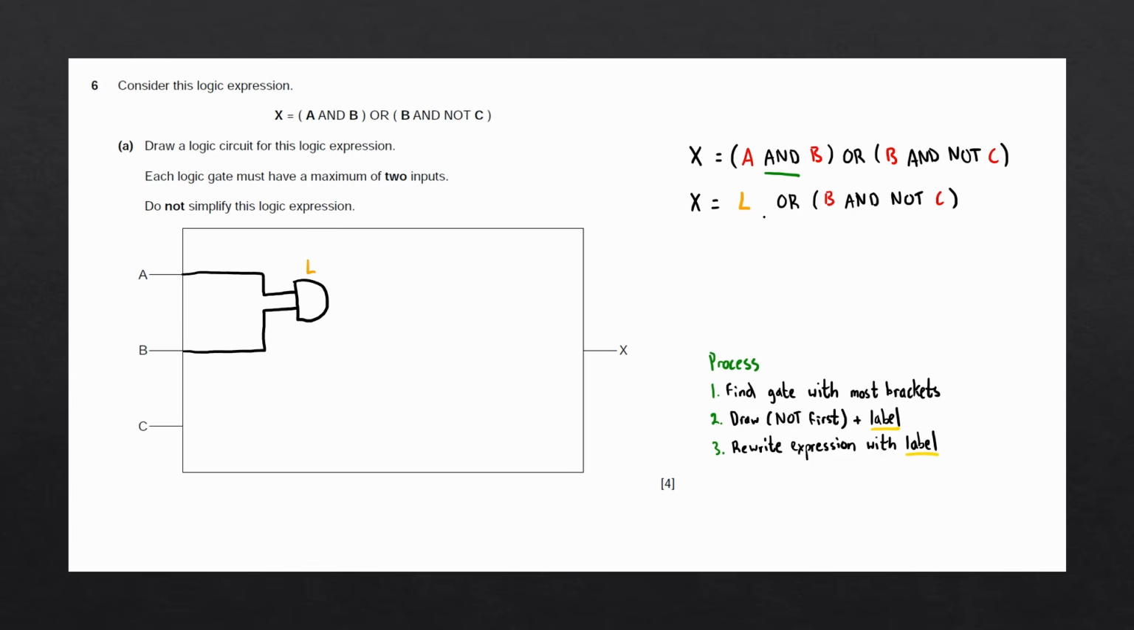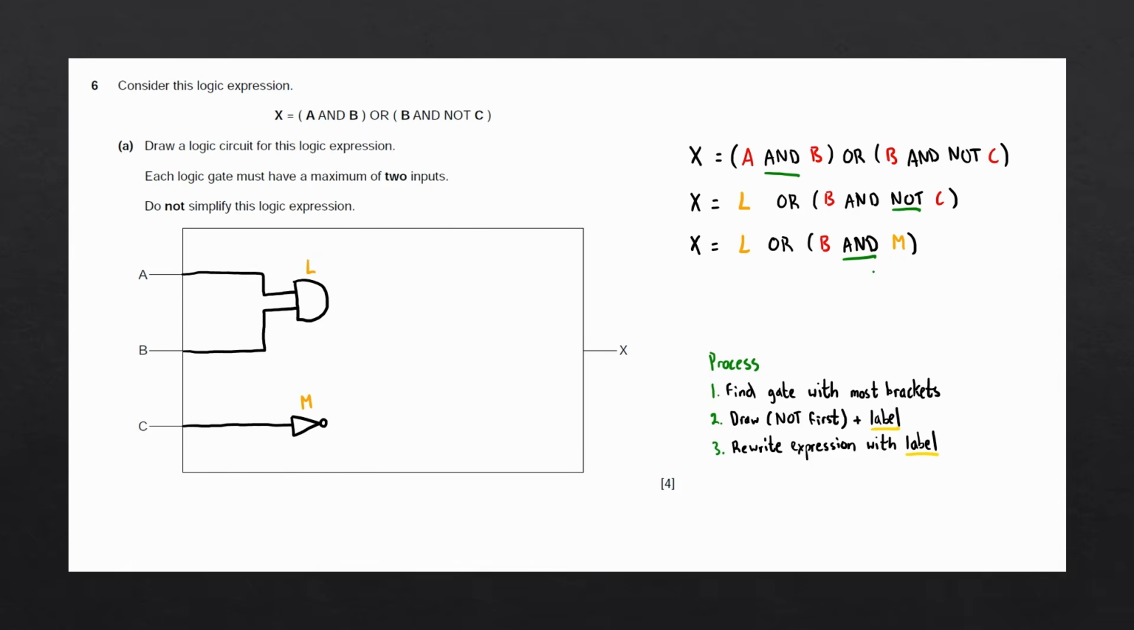Now we're going to repeat this entire process for this new logic expression. First off, find the gate with the most brackets. In this case, we have two candidates. We have the AND gates and the NOT gates. The second step says to draw the gates, drawing any NOT gates first. So we're going to draw this NOT gate. The input for the NOT gate is C, so we're going to draw the NOT gate around here, and we'll connect it up to C. Then we'll give it a label. Let's label it M, and we'll rewrite the entire expression, replacing NOT C with M. So the expression should look like this. Let's repeat the process again, and the gate with the most brackets around it is now this AND gate.